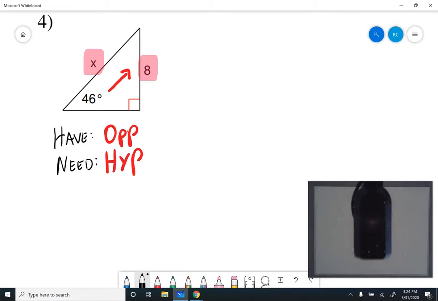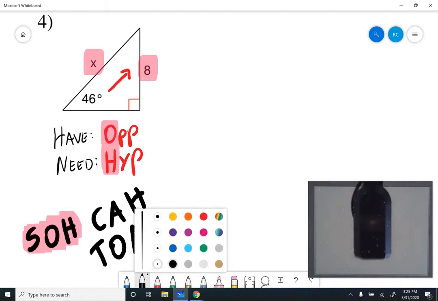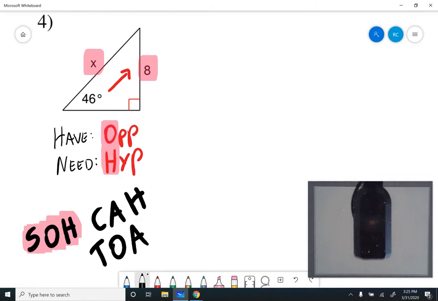How do we figure out which ratio we need? We turn to, here he comes, it's SOHCAHTOA. Yes, that's right, SOHCAHTOA is back once again. We have the opposite, we need the hypotenuse. There's only one ratio that does that for us, and that is sine. So we're going to remember that sine is opposite over hypotenuse, and we're going to say that sine of 46 degrees is equal to opposite over hypotenuse, 8 over x.